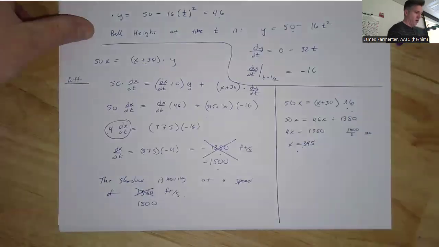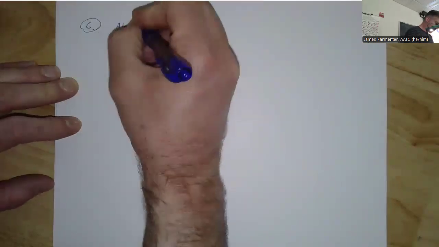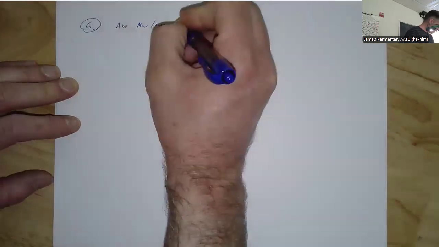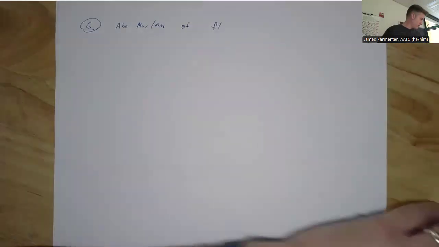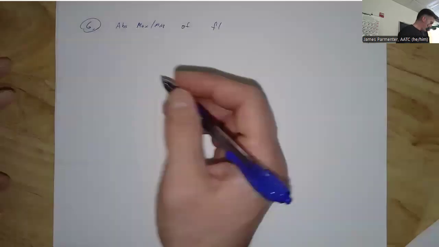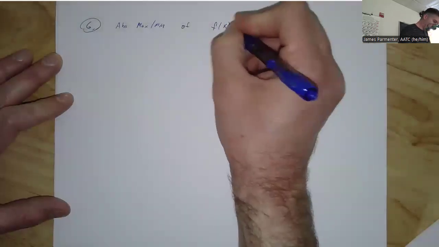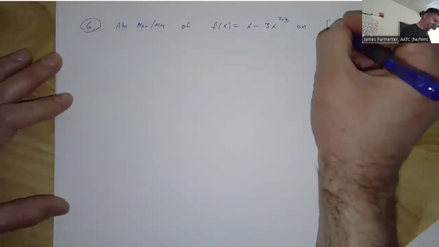Cool. All right, that's tough. Let's look at the last problem on this first one here, which should be much easier in my opinion. Find the absolute max and min of f of x equal to x minus 3 x to the 2/3 on the interval from -1 to 1.